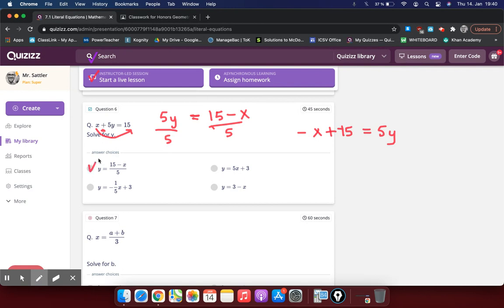That's this version. Or if we divide both of these individually by 5, to cancel out, this is the same thing as a negative 1/5 times x, which is right here. And then 15 divided by 5 is 3. So this version is also correct. This is in slope-intercept form.